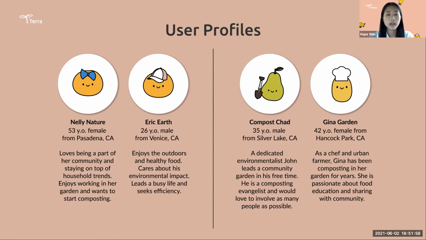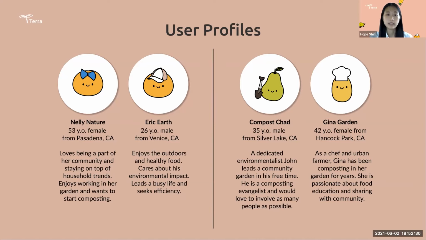He needs volunteers to help him maintain the compost pile, but doesn't have a single resource to find such volunteers. Gina Garden is an expert in composting. She is willing to share her knowledge and help others, but doesn't have a personal network of interested people. So on one side of the network, Nellie Nature and Eric Earth are people who would like to get started in composting. On the other side, Compost Chad and Gina Garden are experts in composting and have valuable resources and knowledge, but don't have that many people to share it with.